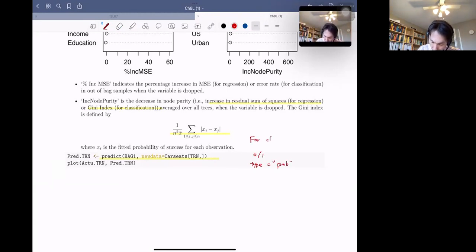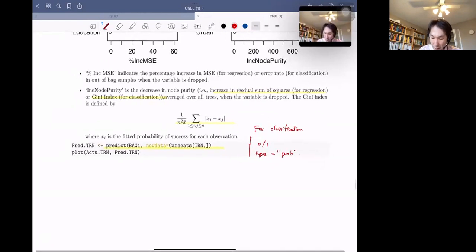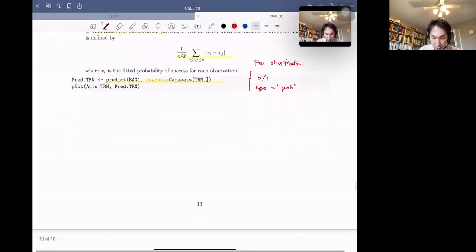For classification, remember that the tree-based method is for binary classification. Usually the predicted value is binary 0, 1, but we can also specify the type equal to probability option to get fitted probability. So in the usual regression or classification tree, we just split the data set into several pieces, and this is yes, and this is no, and this is yes, and this is no, or something. So the predicted value is only 0, 1.